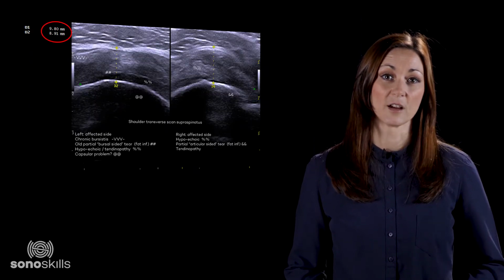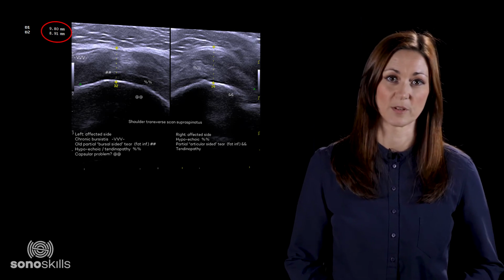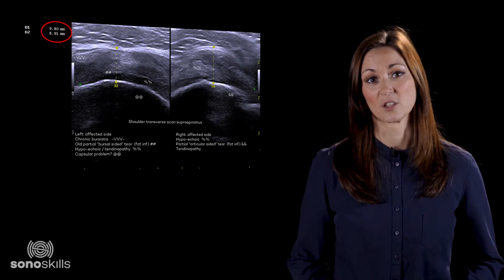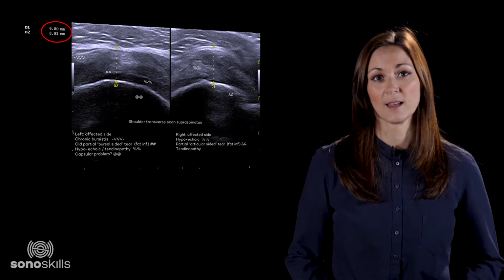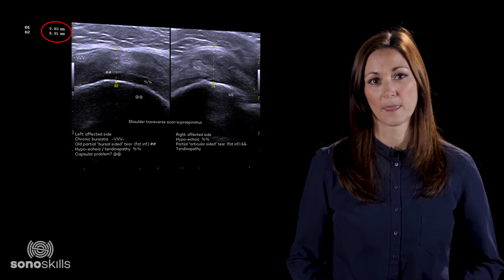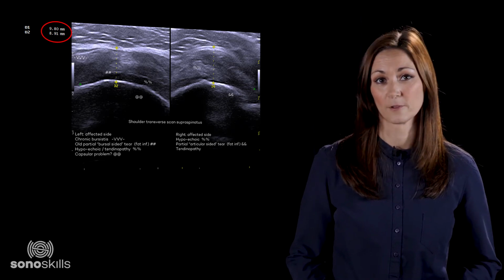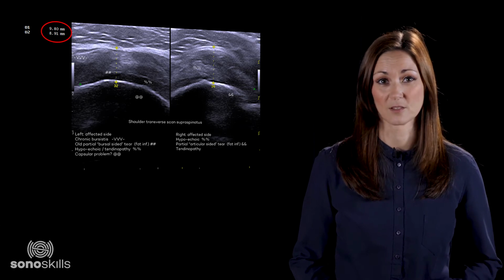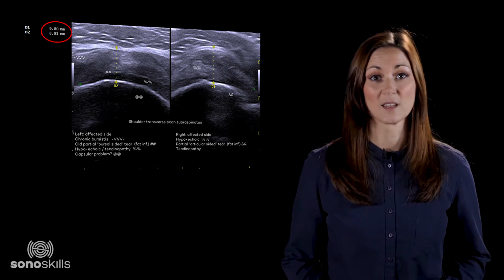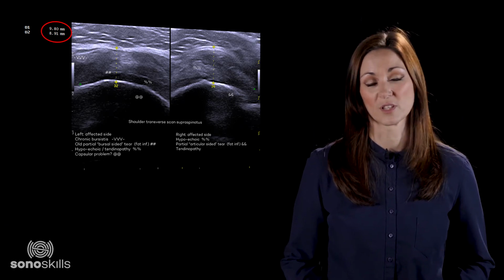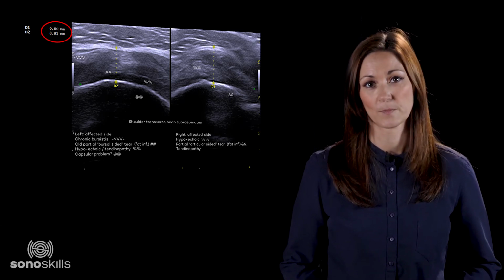This is a right side, most likely partial tear of the supraspinatus, which has resulted in intratendinous swelling. Hence the darker hypoechoic colour and increased thickness of the tendon. The tendon is 9.8 millimetres. The normal average is around 5 to 7 millimetres. So in this case, there's a big increase in tendon thickness which influences the subacromial space, resulting in subacromial impingement.